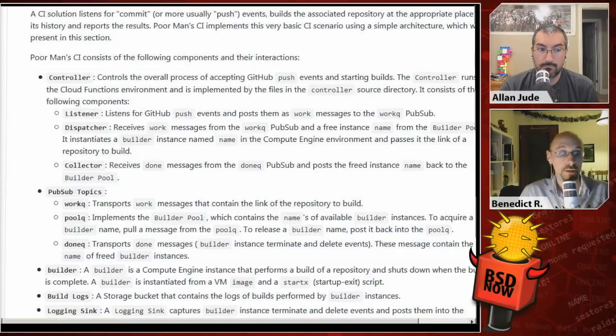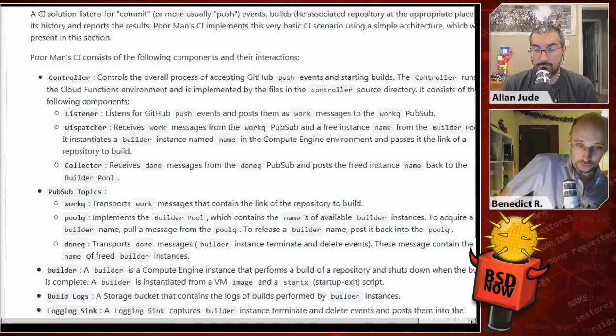There's a dispatcher, which receives work messages from the work queue, Pub/Sub, and a free instance name from the builder pool. It instantiates a builder instance named in the Google Compute Engine environment and passes it the link to a repository to build. Collectors are also part of the architecture, which receive done messages from the done queue, Pub/Sub, and post the freed instance name back to the builder pool so that you know which one finished.